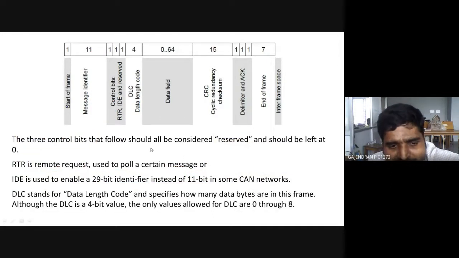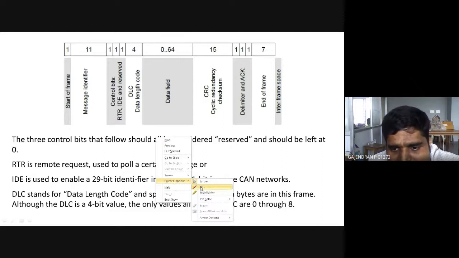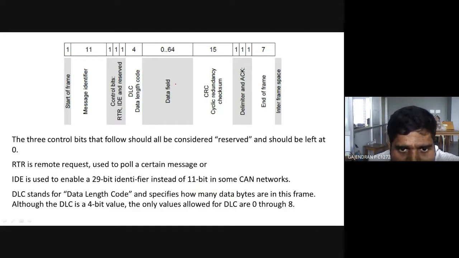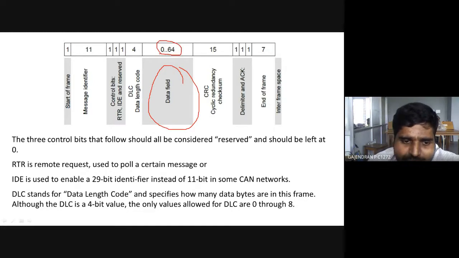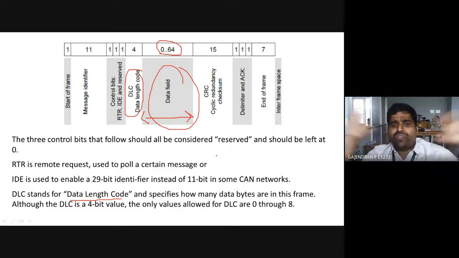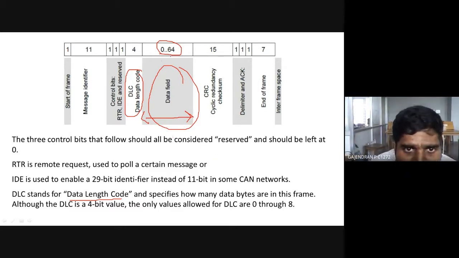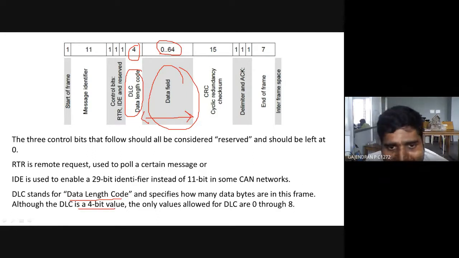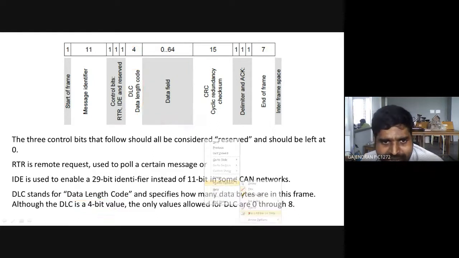Then the next one is the data length. It tells how much length of data we are going to send. You have the option to send from 0 to 64. For how much length of data we are going to send, you use the data length code. This code is going to decide the length of your data. Using this 4-bit value, we tell the length of the data. Okay, so it is very clear.